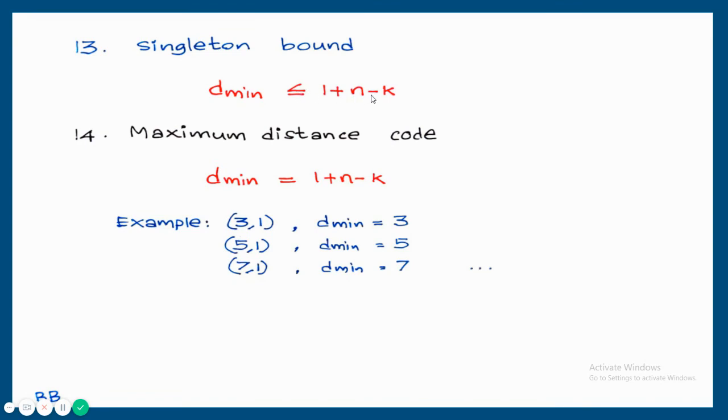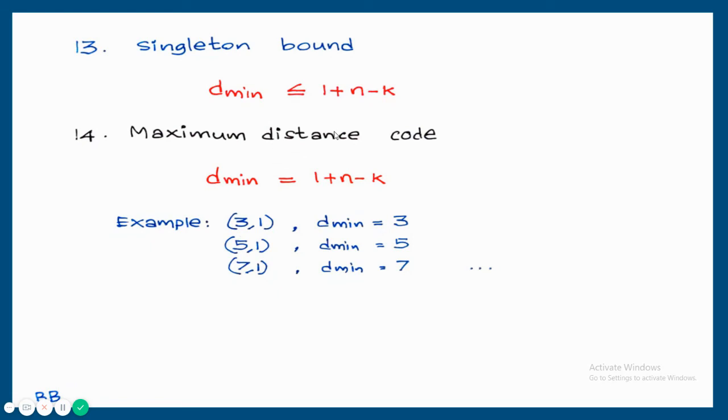If the number of parity bits is minimum, there is a name for that particular code. That code is known as a maximum distance code. So in the Singleton bound, when we get the equal sign, that code is known as a maximum distance code. In the Hamming bound, when you get the equal sign, that code is known as a perfect block code. So the maximum distance code condition is written here: D minimum is equal to 1 plus n minus k.